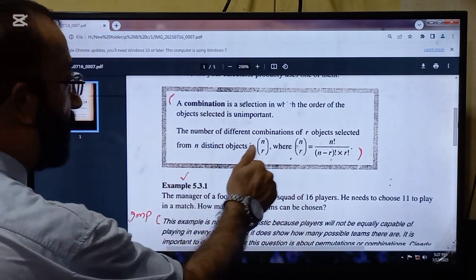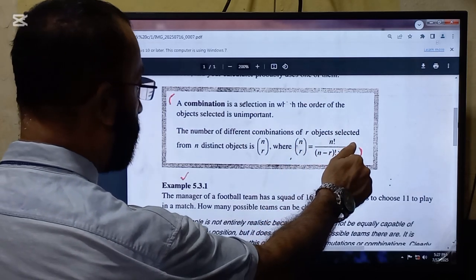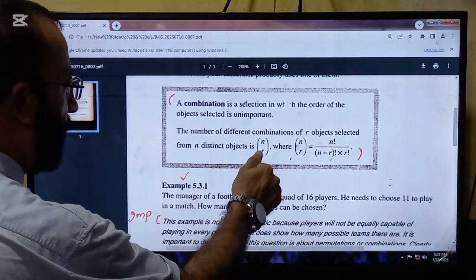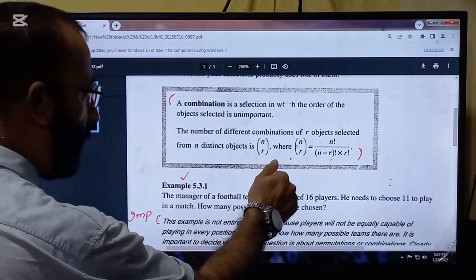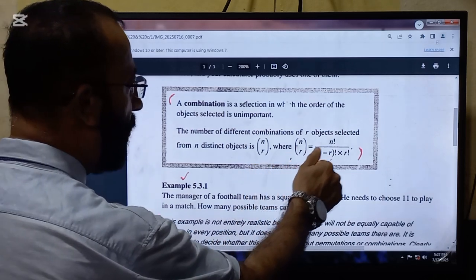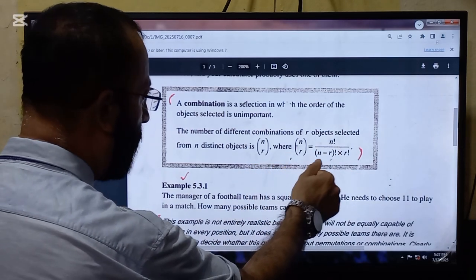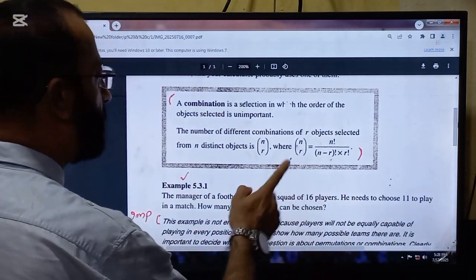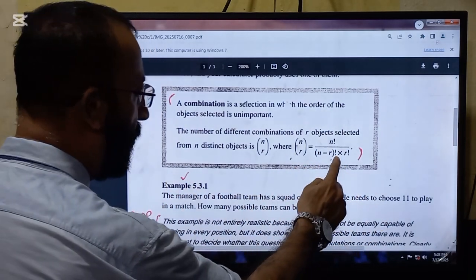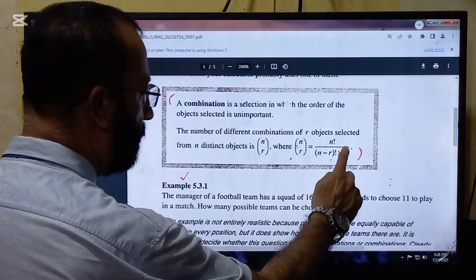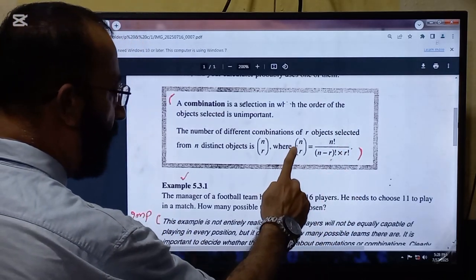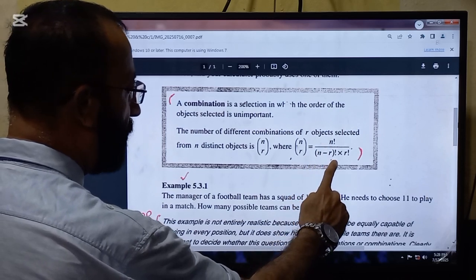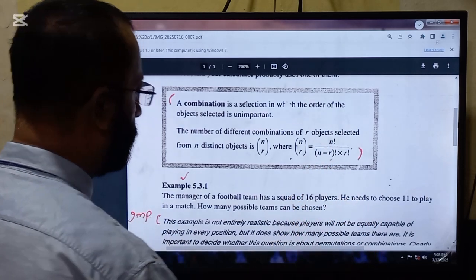The number of different combinations of r objects selected from n distinct objects is nCr, where nCr will be equal to n factorial over (n minus r) factorial into r factorial. So this is the difference between permutation and combination. This r factorial makes the difference. So look now again, nCr will be equal to n factorial over (n minus r) factorial into r factorial.